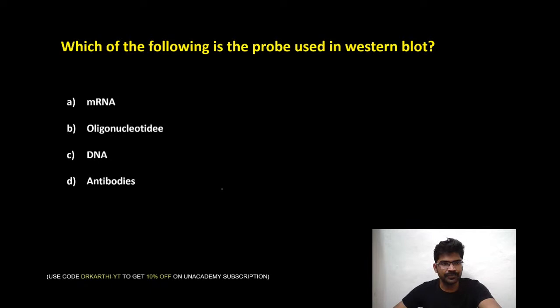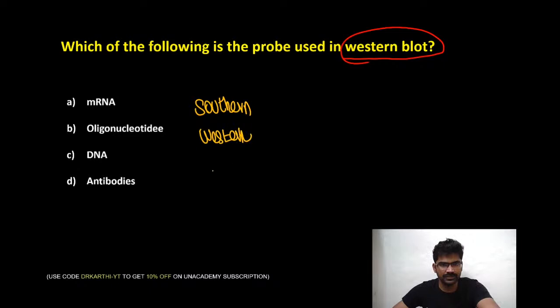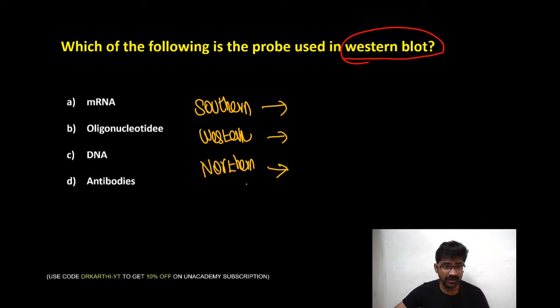Which of the following is the probe used in Western blot? Western blot, which probe is used? Tell me. So in the blotting techniques, you have various blottings, right? Southern, Western, Northern. Tanya Gowda, thank you for confirming. Please answer. So what is the nature of the probe used in Western blot? Tell me which probe is used out of the following.